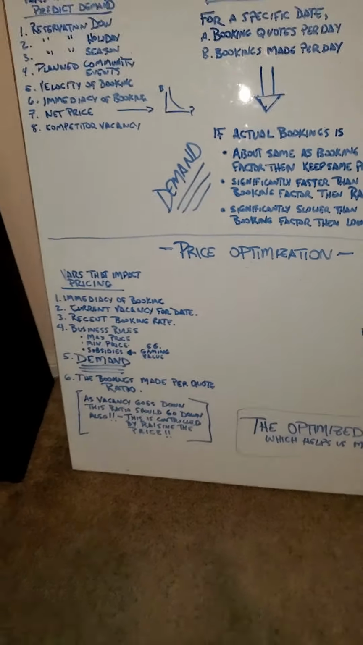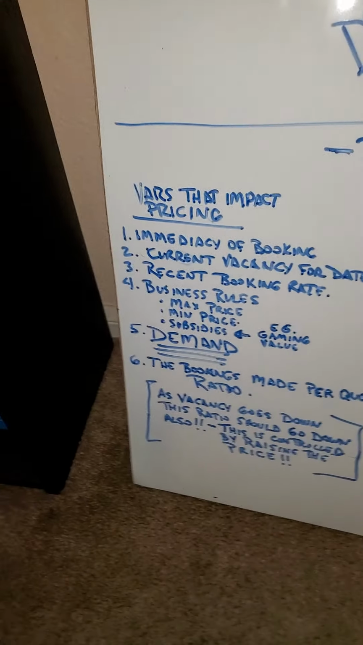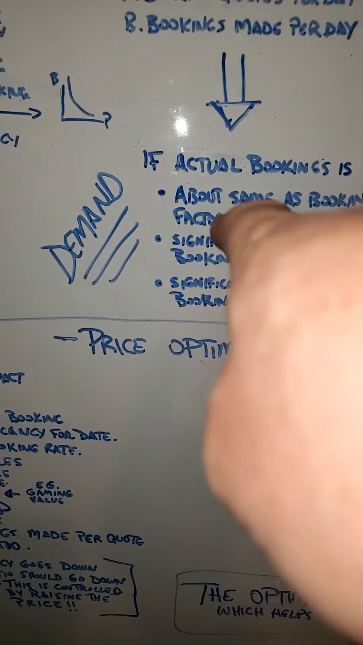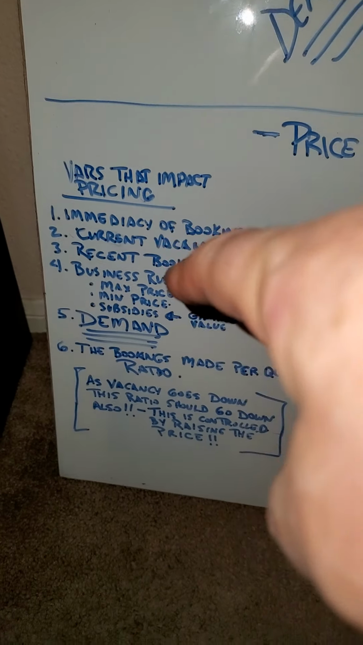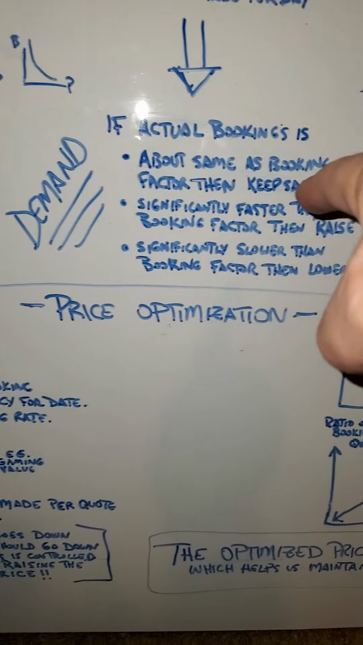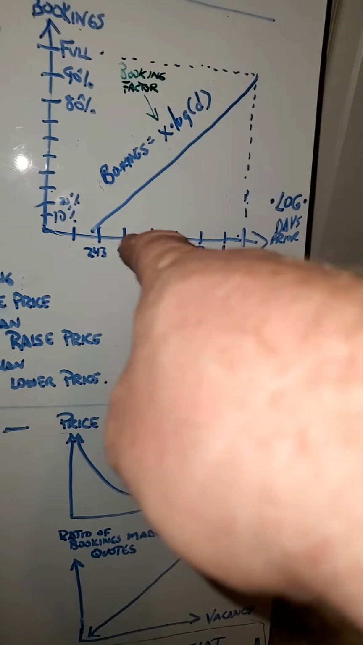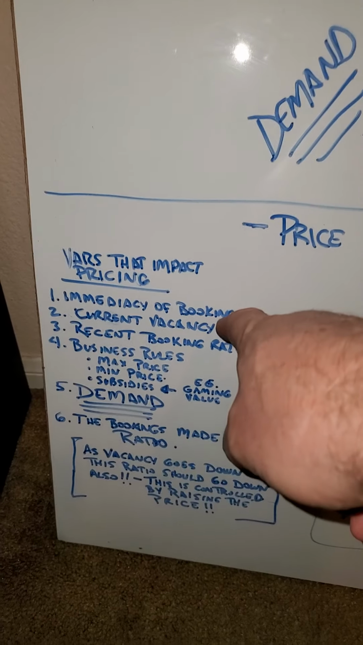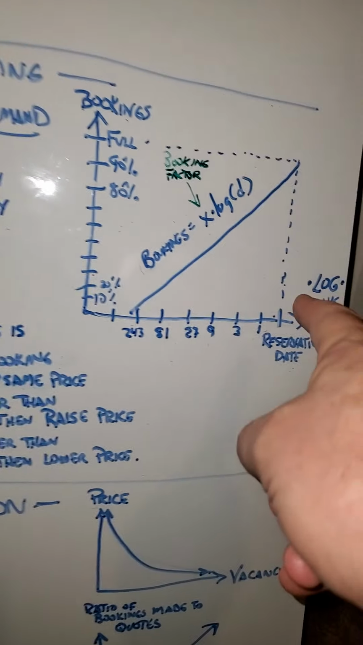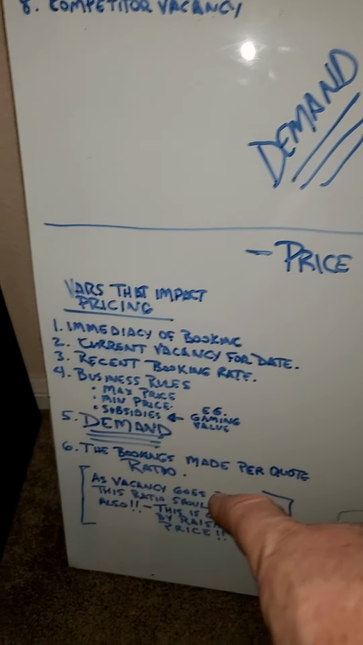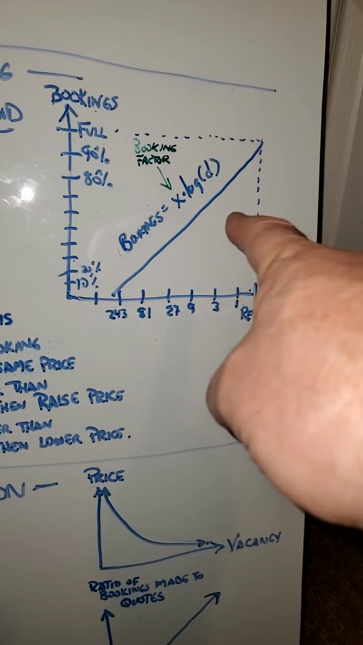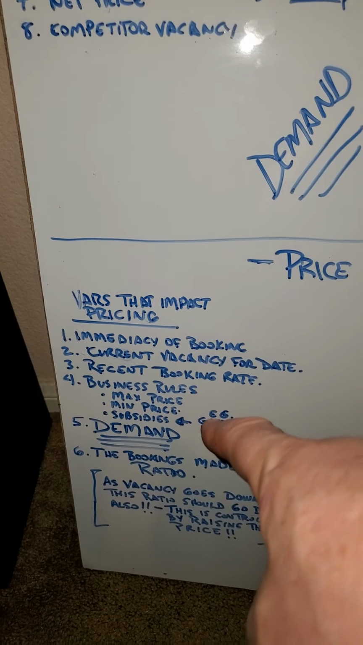It's all based on this demand, and this is how we measure demand. All right, so the price optimization, different things can go into this. I think the most important thing is the actual demand, but some other factors we can take into consideration are the immediacy of the booking, but that follows this demand because this takes into account the immediacy, so that's taken care of right here. The current vacancy for the date is taken care of by this curve as well. The next one is the recent booking rate. Again, that's taken care of by that curve. So all those first three are taken care of.